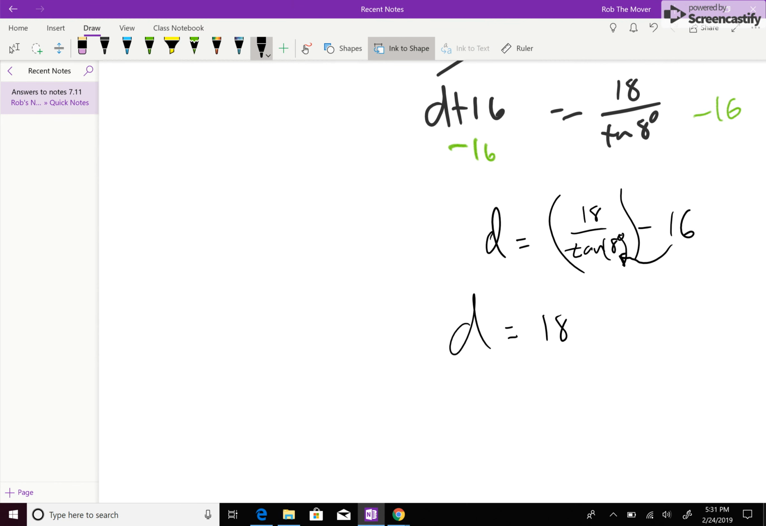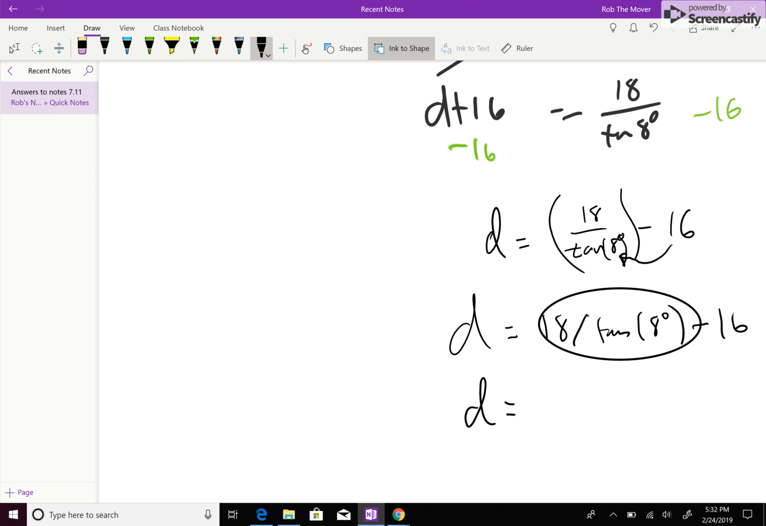So in your calculator, you're typing 18 divided by tangent of 8 degrees. Close the parentheses. Make sure you're in degree mode, obviously. Then you can subtract 16. That way it'll do this first, and then it'll subtract 16. Okay, minus 16. I'm in degree mode. Okay. 112. It said round to the nearest inch, so it's 112 inches.